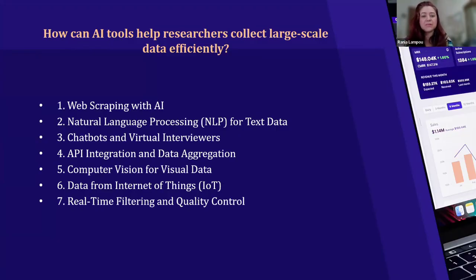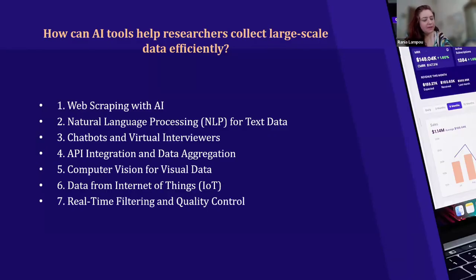First, we have web scraping with AI. We have AI bots or crawlers, which can extract structured data from websites, social media, and forums. We have also smart scraping tools like ParseHub or Diffbot. These tools use machine learning to understand web page layouts and extract specific information. What is the use case? We use these tools in order to collect product reviews, job postings, or real-time news articles for analysis.